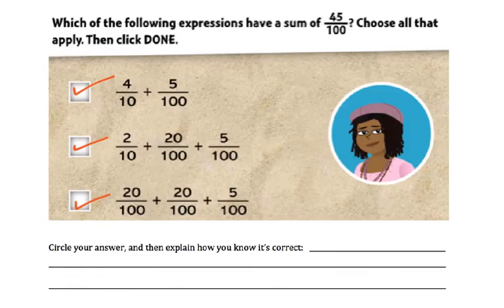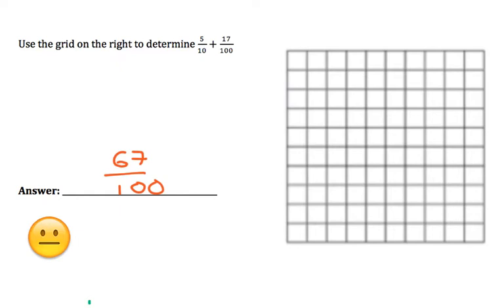In the next one, there's only one expression that has a sum of 57 hundredths, and it's the first one. On the back, all three of those expressions have a sum of 45 hundredths. And on the last question, the sum of those two fractions is 67 hundredths, and your secret word is a secret emoji, and it's the face some of you make when I don't shout you out.